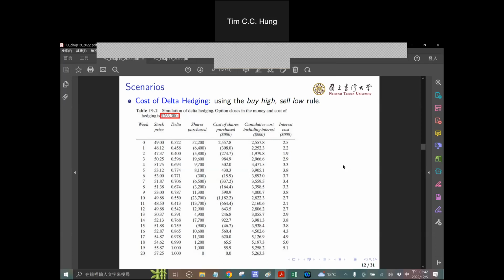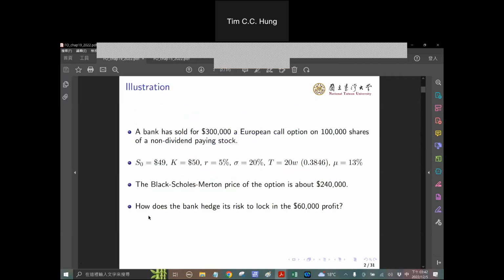At the end, the cost of the entire hedging process is about $263,300. That is a value above, but quite close to, our original Black-Scholes-Merton price of this European call option. So at the beginning of this slide, what did we do? We calculated the hypothetical or fair value of this European call option. It should be $2.4 per share, and then for 100,000 shares, it should be $240,000.